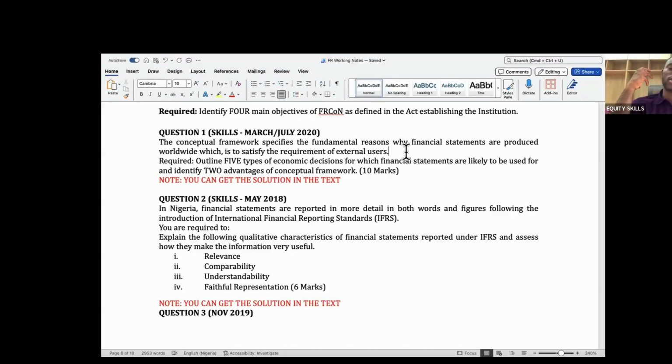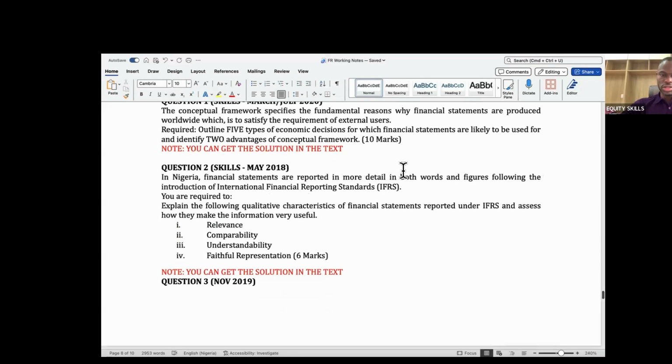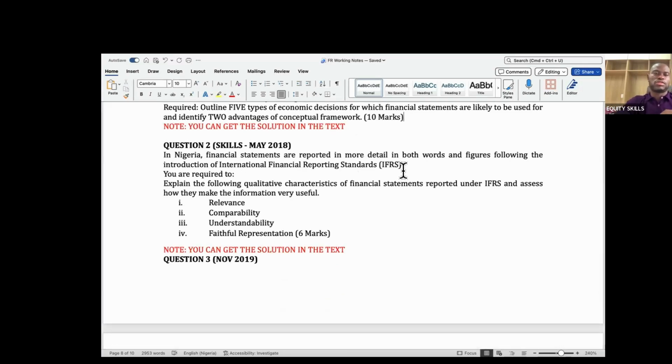resources provided to them. Also, we are asked to identify two advantages of the conceptual framework. Number one, we said it ensures that the development of IFRS is consistent and coherent. Number two, it makes users understand that financial reporting came up from a common ideology, and also it helps in the treatment of unusual transactions.